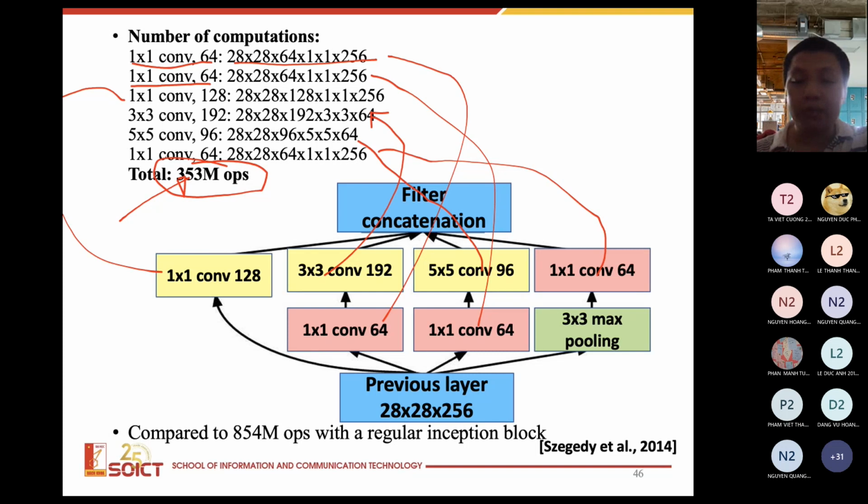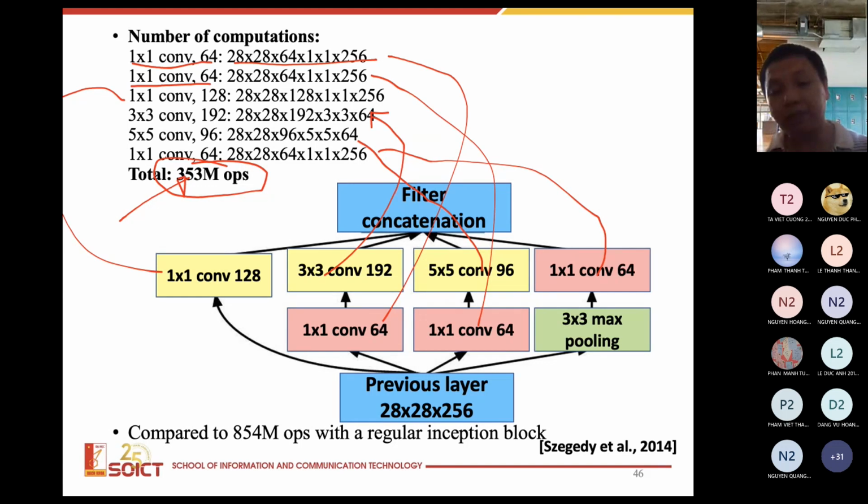Nguyễn Hoàng Anh has a question. Where can we use a filter of size 4 by 3? Actually you can, but I don't see any practical benefit from using that filter size.